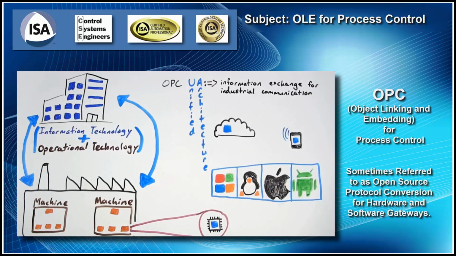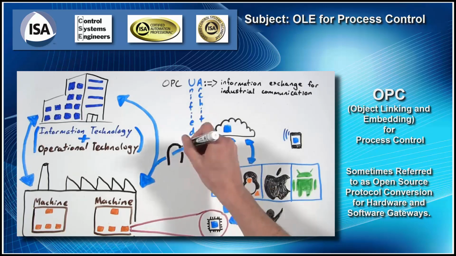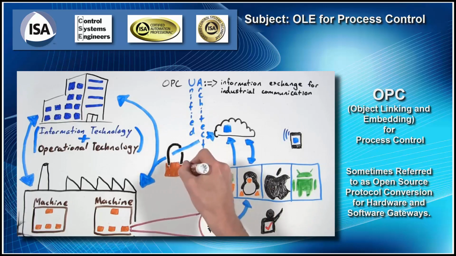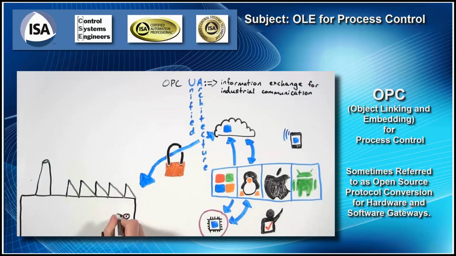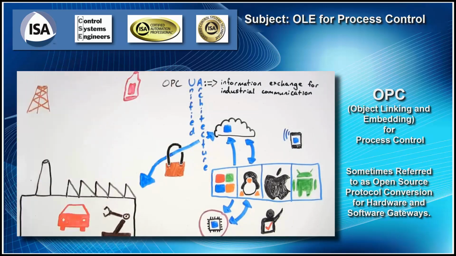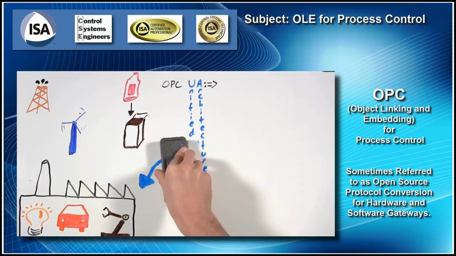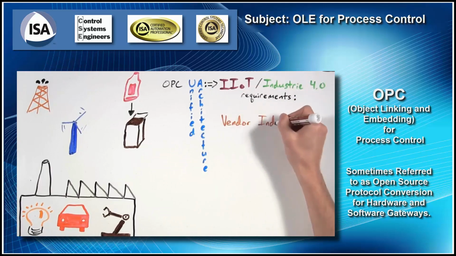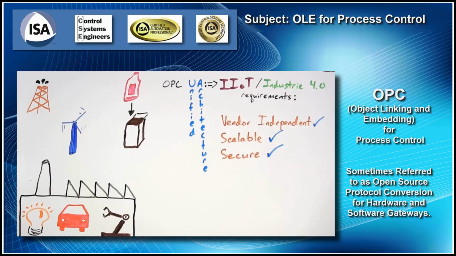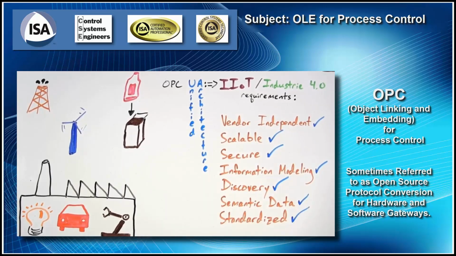OPC UA is equally suited in a closed network or utilized via the internet. Don't worry though, security is baked into the protocol for access control, authentication, and encryption. Because of its flexibility, OPC UA has been widely adopted in industries like automotive, food and beverage, oil and gas, energy and utilities, packaging, building automation, and so on. So, as manufacturing moves into the Industrial Internet of Things, Industry 4.0 realm, OPC UA is already poised to fulfill the requirements.